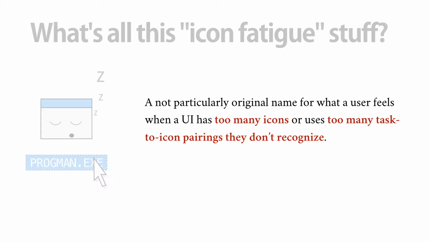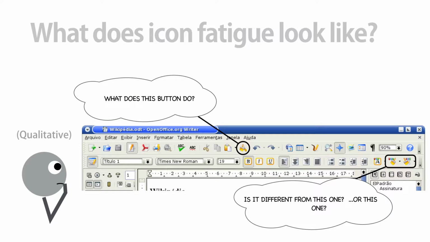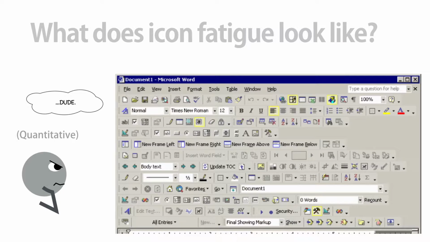So icon fatigue is a not particularly original name for what a user feels when a UI has too many icons or uses too many task to icon pairings they don't recognize. The problem itself has two aspects. First part is qualitative. In plain English, that just means the icon doesn't really express what clicking it is going to do. Users have no idea what this thing does and may avoid it if destructive actions are hard to undo in your app. And the second part is quantitative. In other words, the archetypal Windows 2000 era user interface.